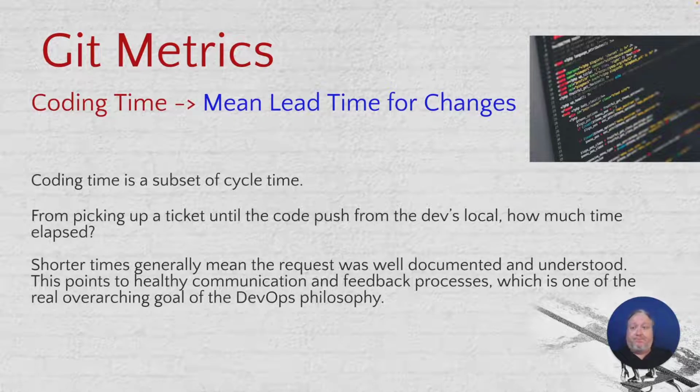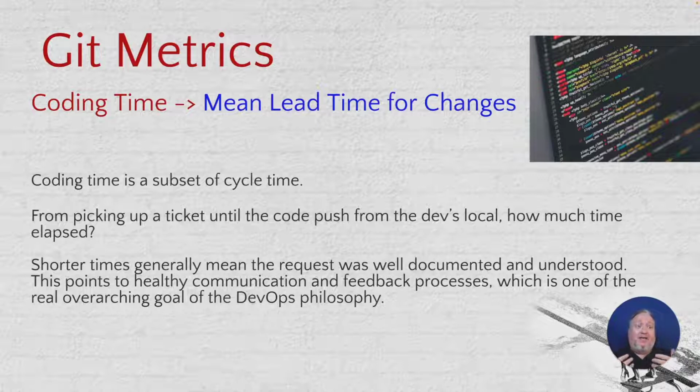Coding time. This also is a subset of cycle time. This is how long it takes you to pick up that ticket until you've pushed code from your local. What does that look like? Why this is important is the shorter this gets, the more it points to a well-defined request. If the ticket is unclear, you're going to have to go clarify it first. If the ticket's unclear and it doesn't seem important, you're going to have to go justify why this ticket is on your desk.